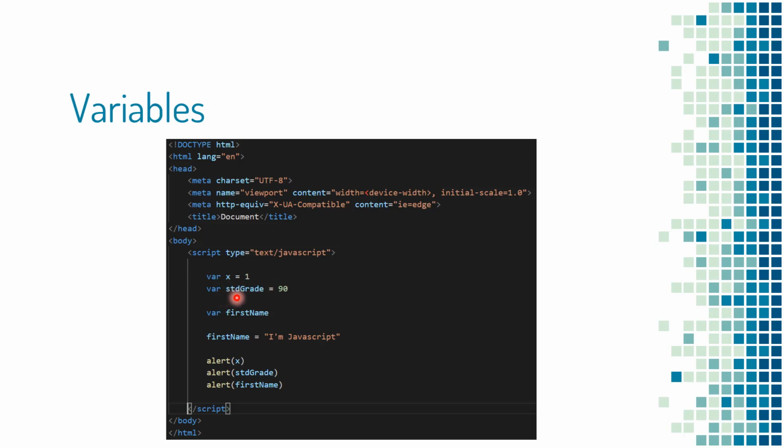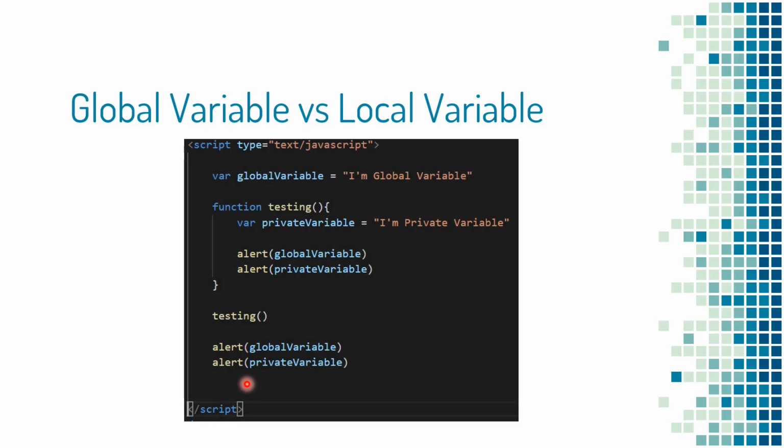The same with student grade here. And you can even initialize a variable without assigning any type or value. Since you already initialized the variable, once you assign the value, based on the value, the interpreter is going to decide the data type for it, and you may use this alert here to see the results of this stuff.